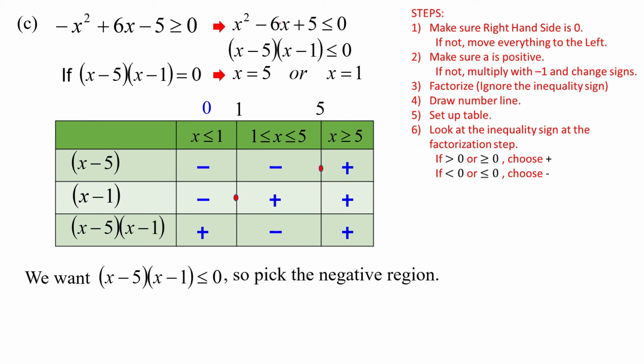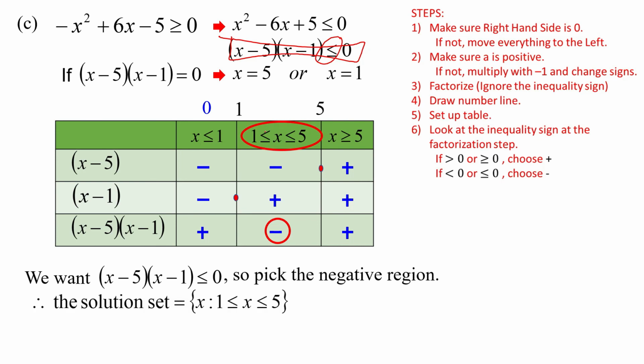Pick the negative region because we are looking at the factorization step, not the original inequality sign. The new sign now is less than or equal to 0. So the region that we want to take is the negative region, which is the middle region. And the solution set is like that, or in interval form, like this.